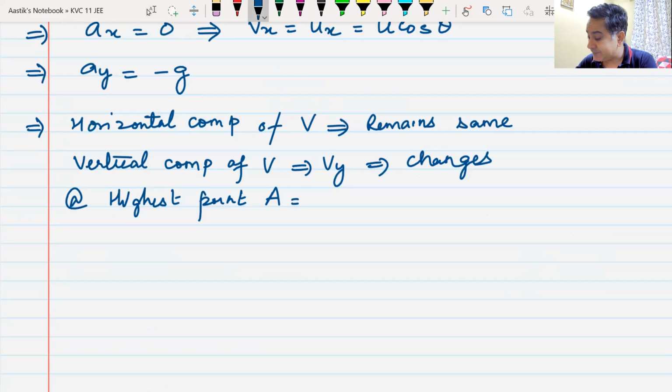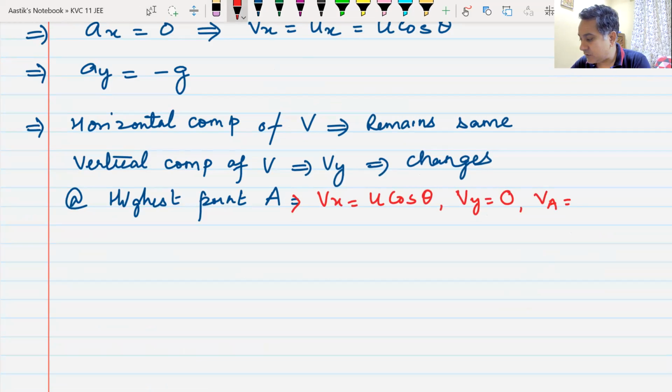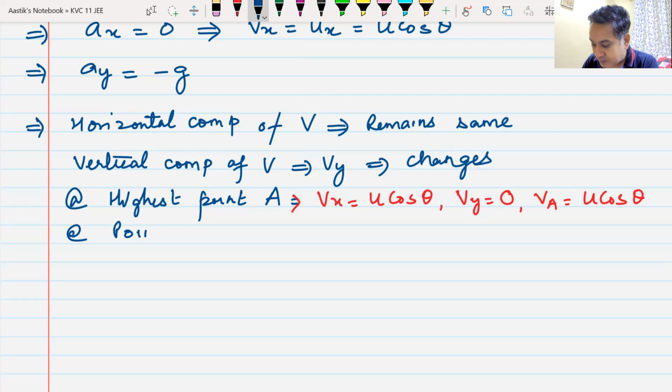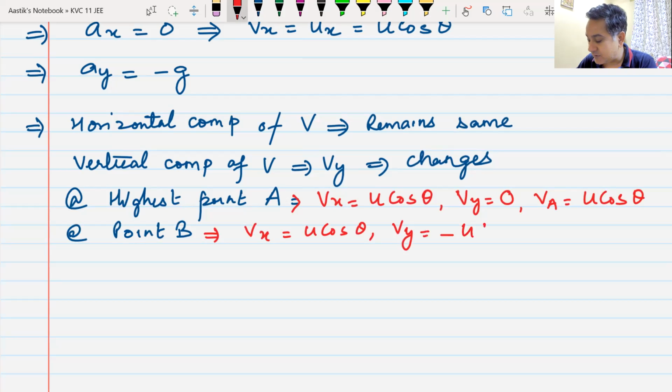At highest point A, horizontal component of velocity is u cos theta. Vertical component of velocity is 0. The total velocity at A will be equal to u cos theta because the vertical component is 0. At point B, where it comes back, the horizontal component of velocity is u cos theta. The vertical component of velocity is minus u sine theta.